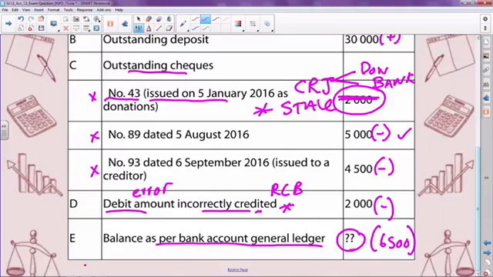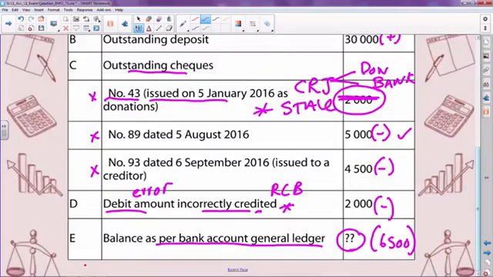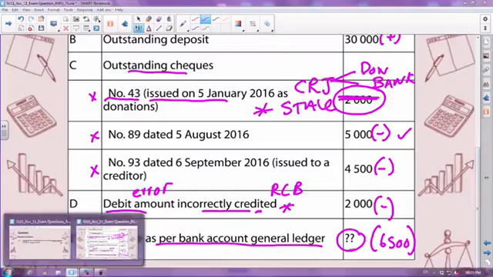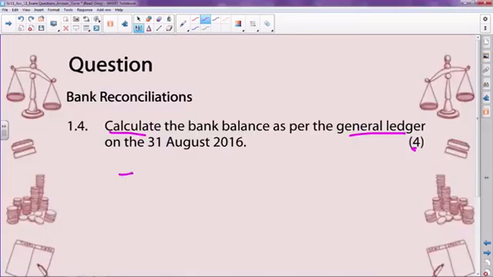Okay, you guys with me? You've done this calculation before. It's not a difficult calculation. So my balance as per bank account general ledger is a negative 6,500. So let's fill that in. Okay, so it's negative 6,500.